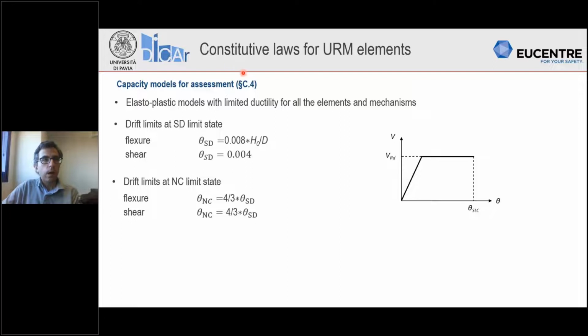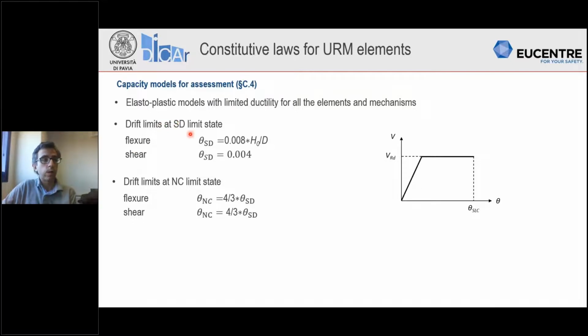The following topic are the constitutive laws for the elements that are required for a nonlinear analysis. Eurocode 8 is suggesting the use of elastoplastic models with limited ductility. So the force versus drift law is represented by this plot, where this is the strength and the drift limits are given by the code, depending on the mechanism.